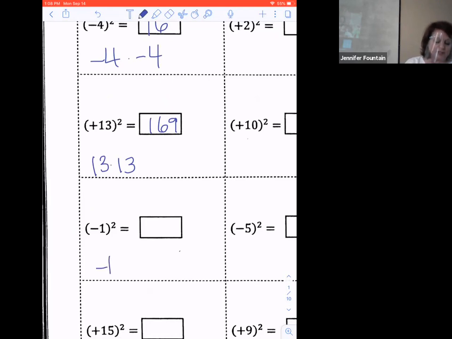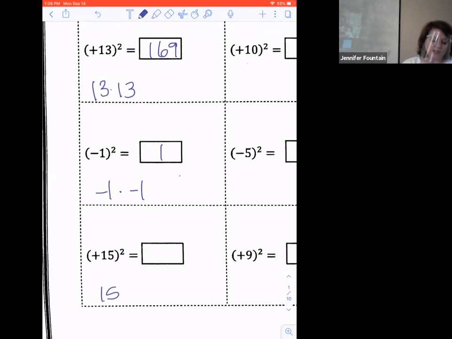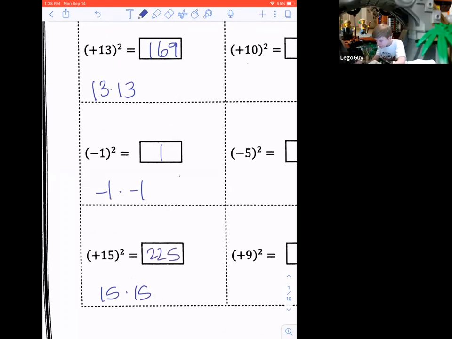All right, the next one, I have negative 1 squared. So remember, that's going to be negative 1 times negative 1. And what's that going to be? Positive 1. Good. All right, 15 squared. 15 times 15. Does anybody know that one? 225. Good.